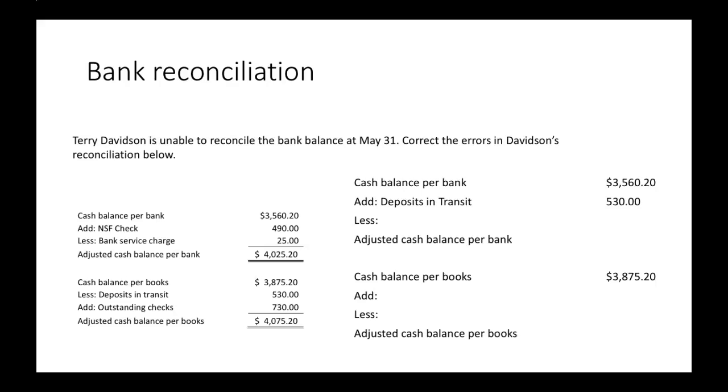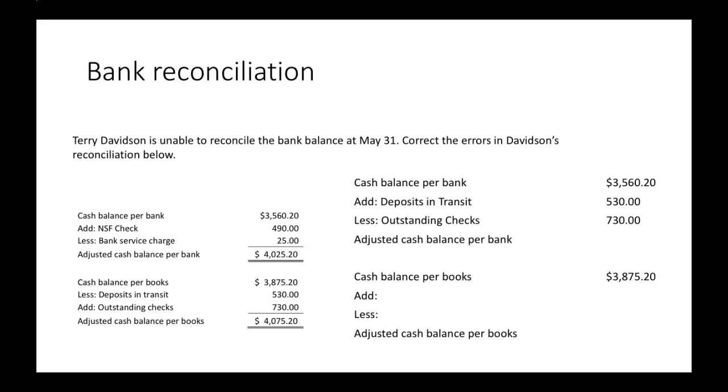Then we look at the bank service charge. Well, the bank is definitely going to know that they're charging you a service charge, right? They're the ones that decided to charge you a $25 service charge. So they already know about that. Then we're left with outstanding checks, right? Process of elimination, we know that outstanding checks is going to be the piece that falls in here under the less section on the per bank side.